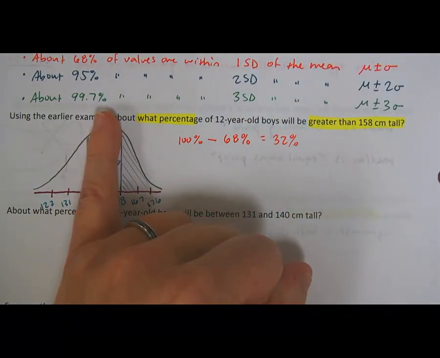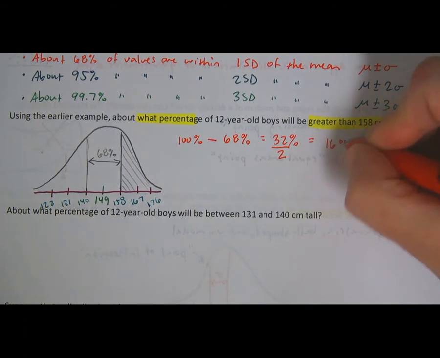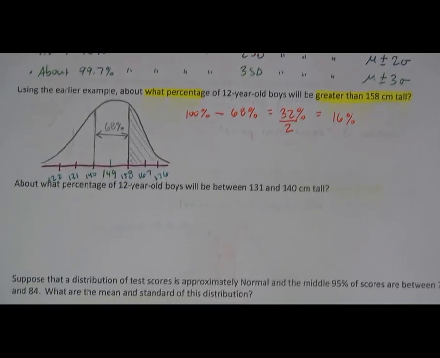But that's the unshaded and the striped part, and I only care about the striped part, so I'm going to split that in half. So the sentence that would go with this is, about, because again, these are approximations, about 16% of 12-year-old boys will be taller than 158 centimeters. It's not super mind-blowing stuff yet, okay?